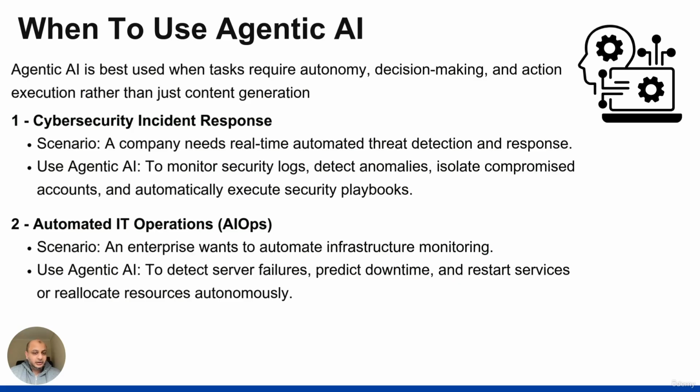Similarly, automated IT operations. You can have an agentic AI detecting server failures, predicting downtime, restarting services, allocating resources autonomously. Again, you might be saying, hey, don't we have these things, like load balancers? But again, agentic AI is all about taking it to a completely next level, almost reducing the human element which is there, right? So this is where you would be using agentic AI.